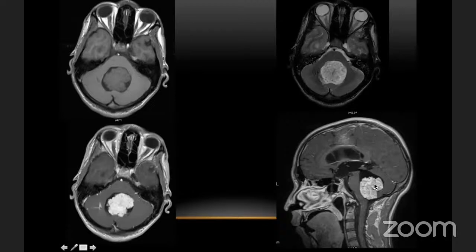Suppose it's a choroid plexus mass, how would you approach it? What will be your pre-op preparations? How would you manage it? Any ideas? How would you approach this tumor? Anything you would like to do preoperatively? You can use the chat box.